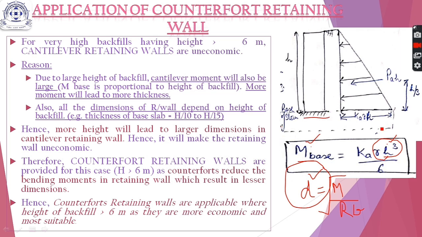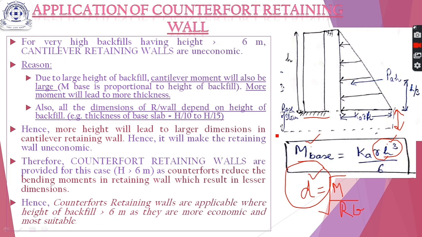Also, for other parts of the retaining wall, for example the thickness of the base slab depends on the height of the backfill. Look at this point here, I have taken the example of the base slab. Thickness of base slab is assumed to be 1/10 to 1/15 of h, where h is the height. So the more the height, the more will be the thickness of the base slab. So we can easily conclude that more height results in thicker and bulkier sections, which result in an uneconomic wall.